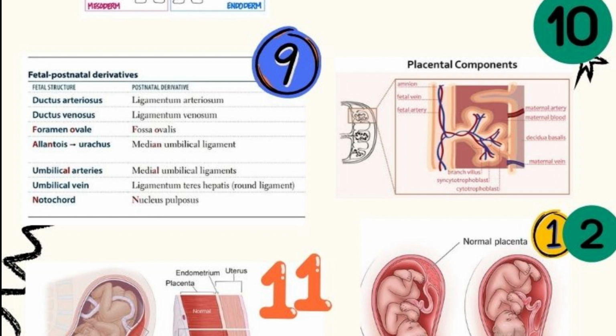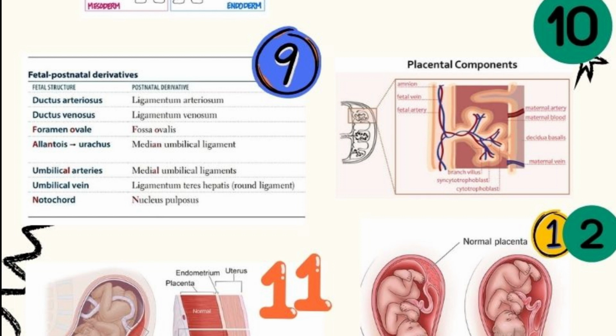Umbilical arteries are going to give rise to the medial umbilical ligaments. Umbilical vein gives rise to ligamentum teres hepatis, that is also known as the round ligament. Round ligament is derived from the umbilical vein, and nucleus pulposus is derived from the notochord. The next image is about the placental components.